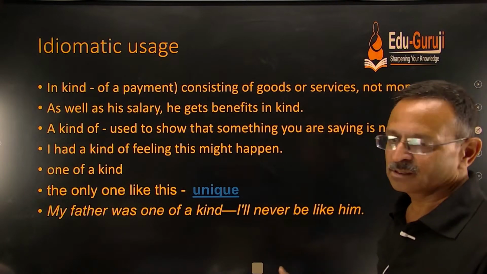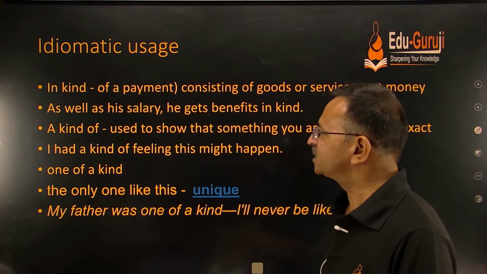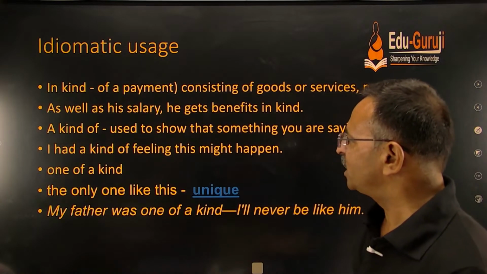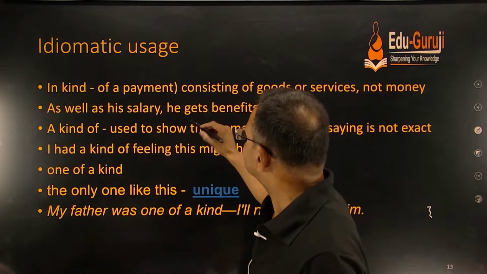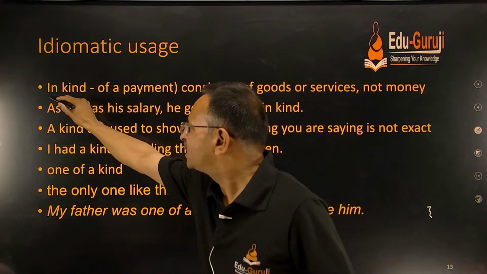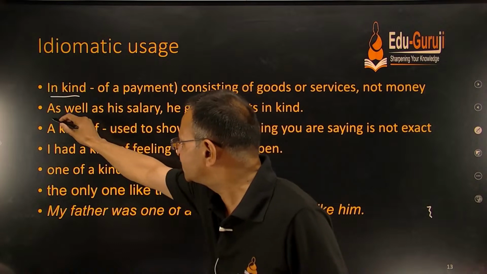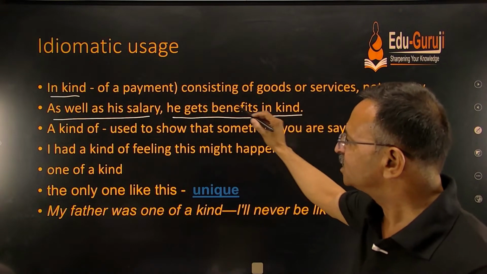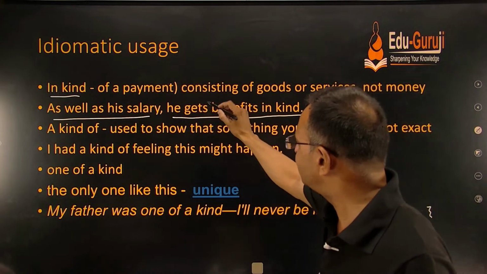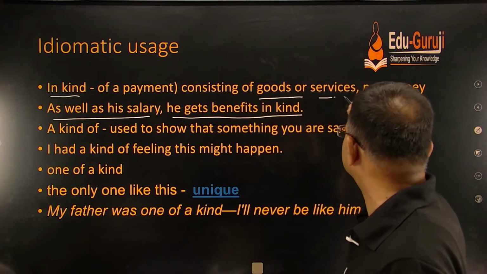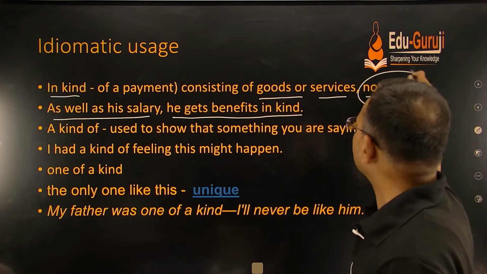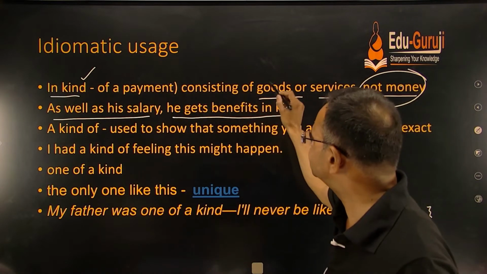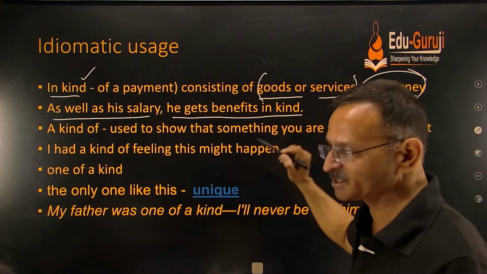Now let's see, this kind is also used as an idiomatic usage. So this also you should know. We use it in "in kind", "a kind of" and "one of a kind". Example: as well as his salary, he gets benefit in kind. Whenever we're talking about in kind, it consists of goods or services, not money. Remember, in kind means not in money. It means goods or services.